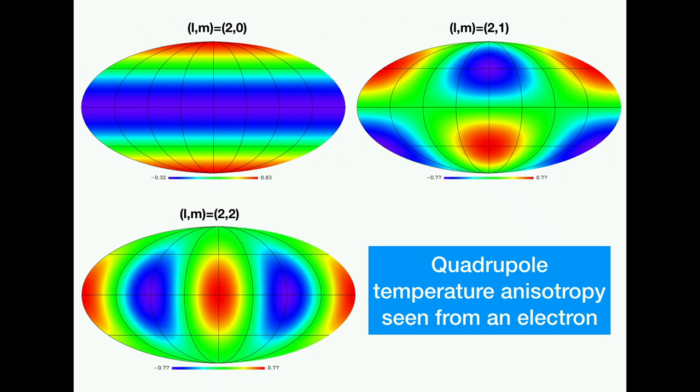So imagine that this is a full sky view seen from an electron. This is L equals 2, M equals 0, L equals 2, M equals 1, L equals 2, M equals 3. If you have any of those around an electron, then once that light is scattered and coming toward you, that light is polarized.